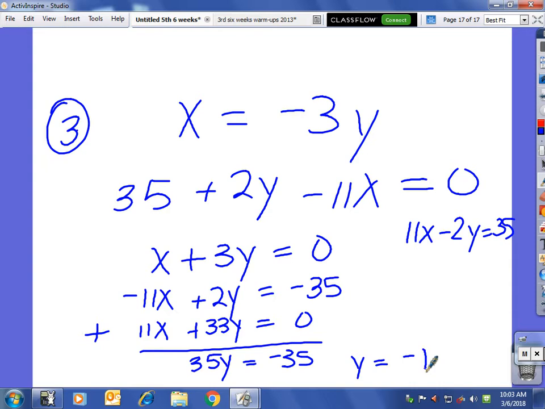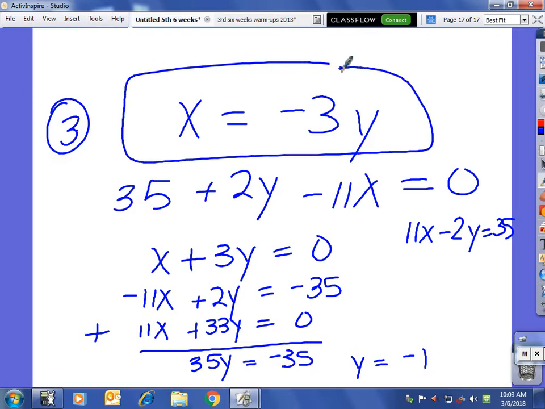Now, go back to any of the equations, even the original ones or the new ones. It does not matter. This one right here would be super easy to use. Put a negative 1 in for y. What does x equal? 3. What's negative 3 times negative 1? 3. No matter what equation you put it in.